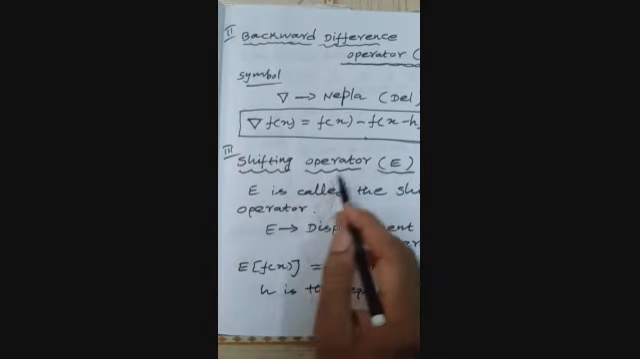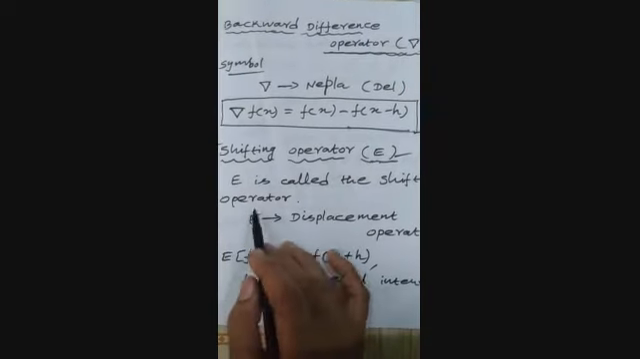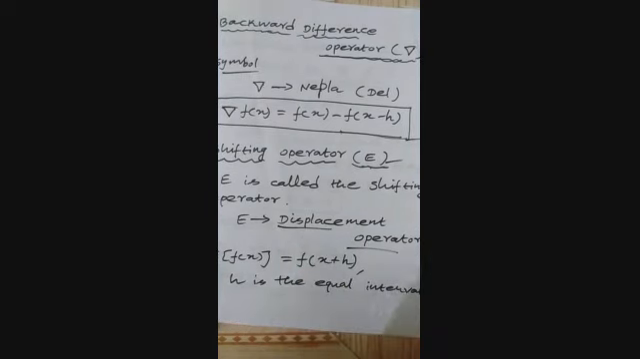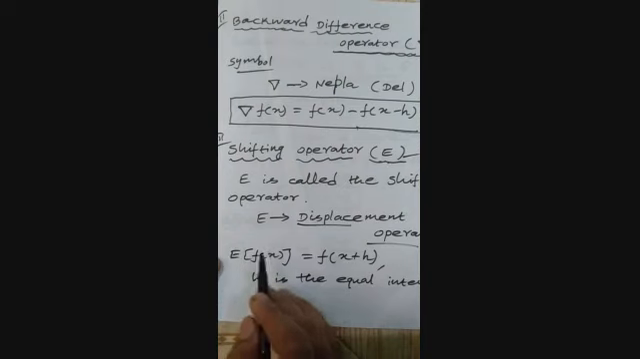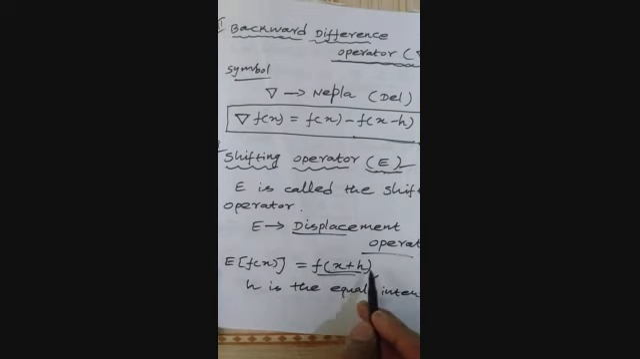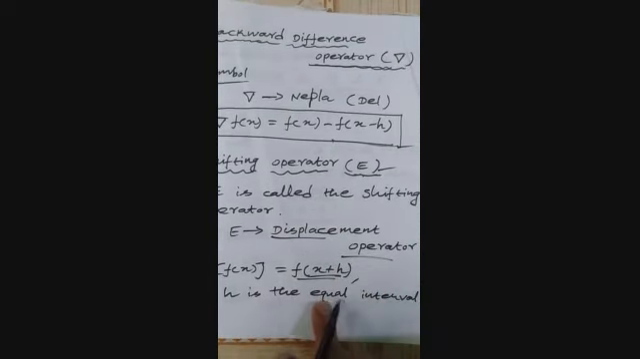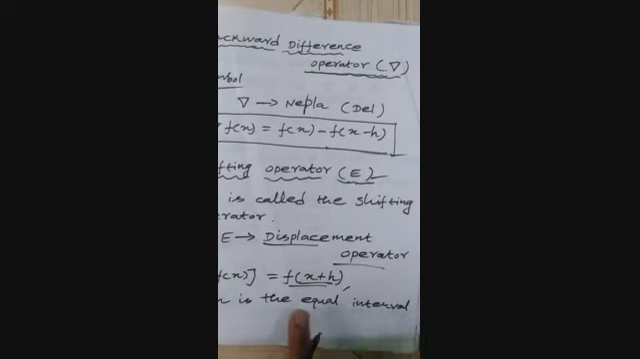Next, shifting operator E. The notation is called E. E is called the shifting operator. Symbolically you can say displacement operator. Capital E, displacement operator. I take E, the operator, on the function f of x. So it is defined like this: f of x plus h, that is shifted from x to x plus h. That's all. Otherwise, displacement operator, x to x plus h displaced, where h is the equal interval.